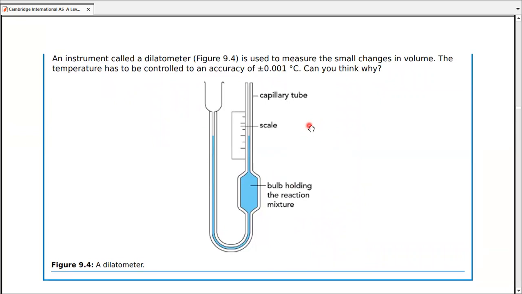Come on, any wild guesses? Any educational guesses? The volume might be affected by the temperature. Perfect. The volume can get affected with temperature.